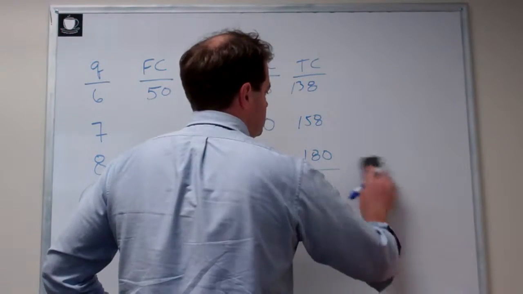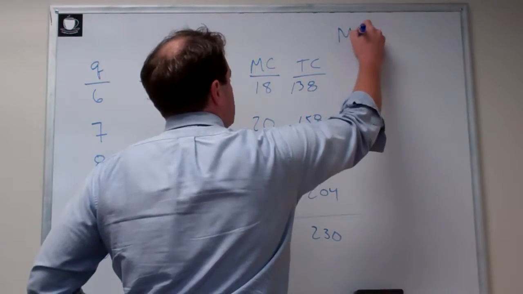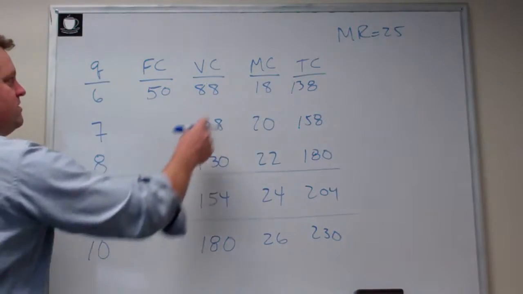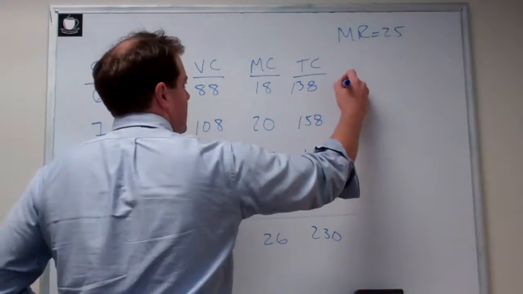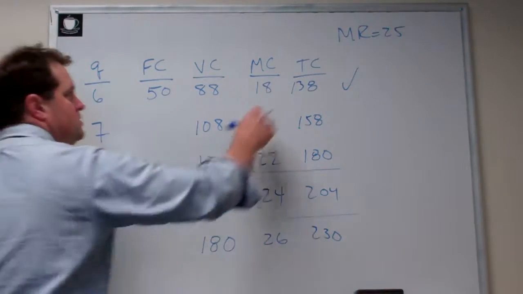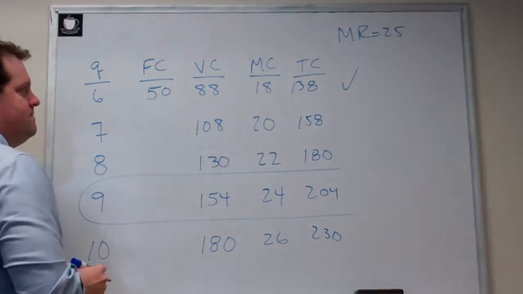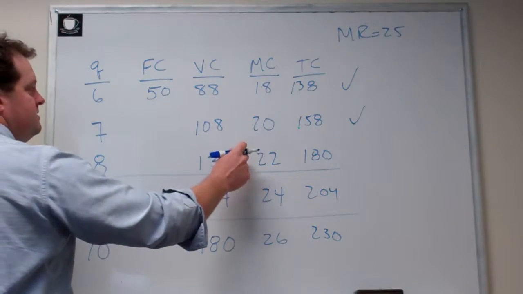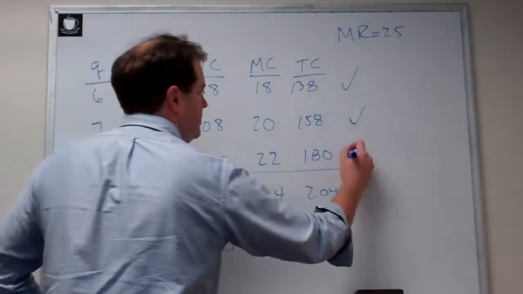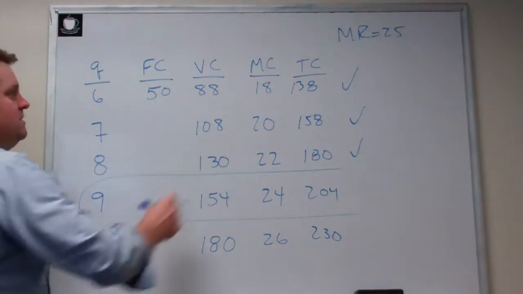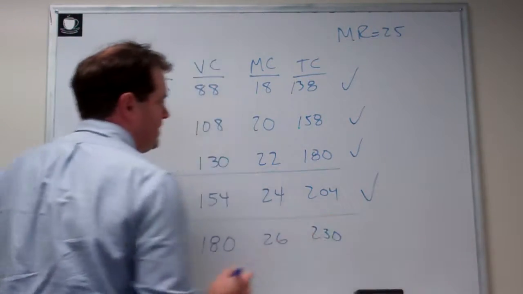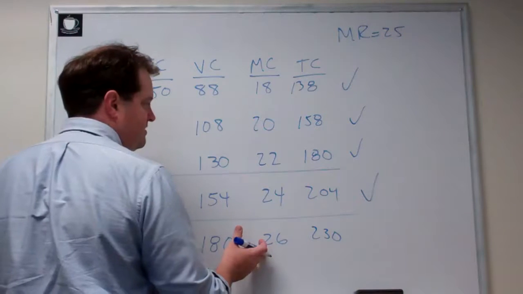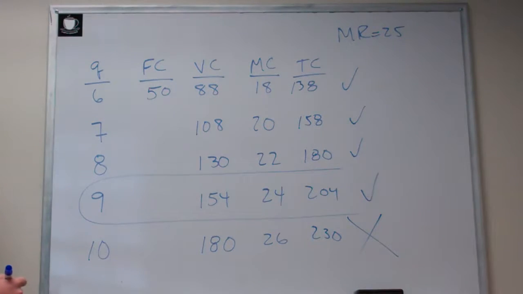So let's see here. We know our marginal revenue equals 25. 25 is greater than 18, so we're going to expect them to produce 6 goods. 25 is greater than 20, so we'd expect them to produce 7 goods. 25 is greater than 22, so we'd expect them to produce 8 goods. 25 is greater than 24, so we'd expect them to produce the 9th good. And then you see here 25 is less than 26, so this firm's going to stop at producing 9 goods.